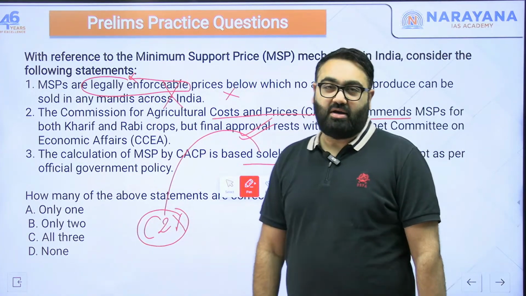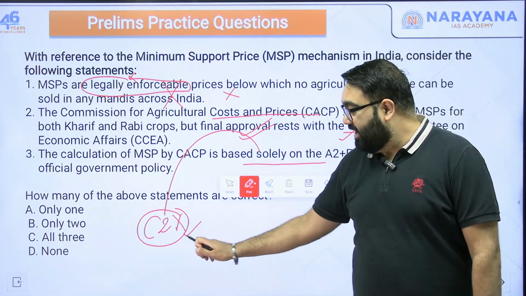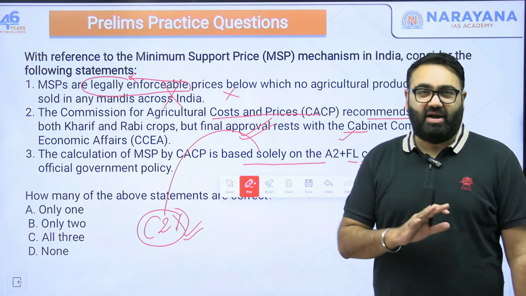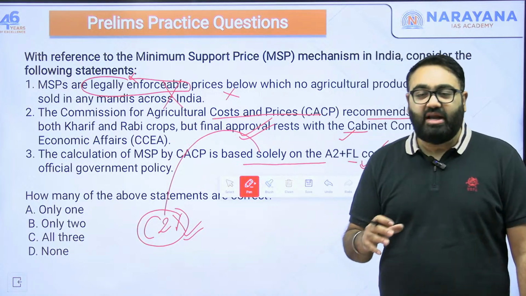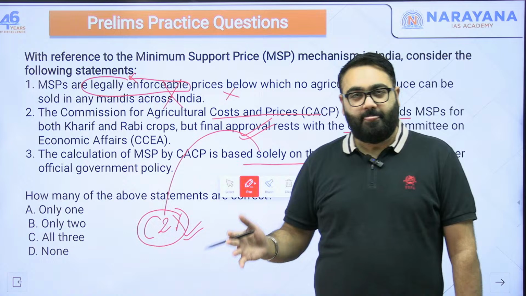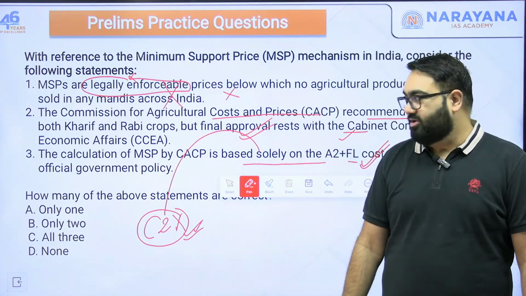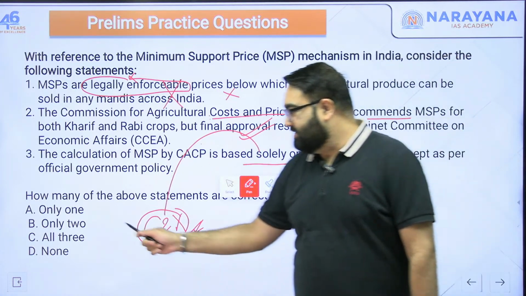Although the MS Swaminathan committee in 2004 did suggest that this should be taken into consideration. The farmers also want this, but the government has not taken this into consideration. The government's argument is most farmers in India don't take land on rent to do farming. MS Swaminathan was saying that no, rental cost should be a part of it. So, two of these are correct, second and third, the first one is wrong. The answer would be B.